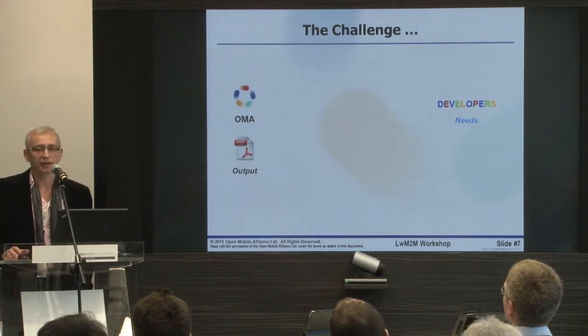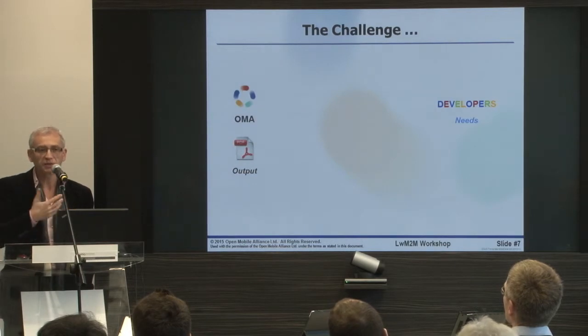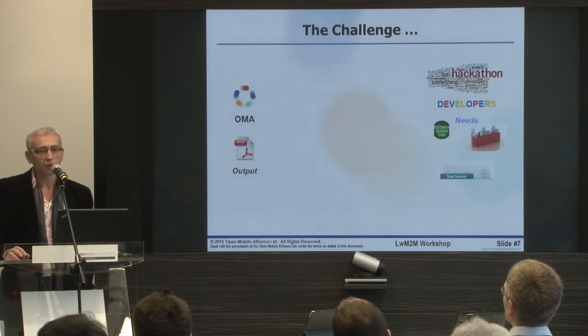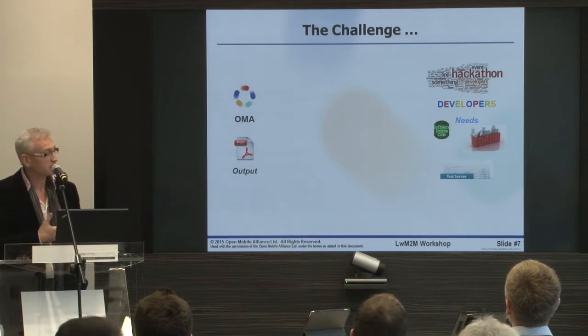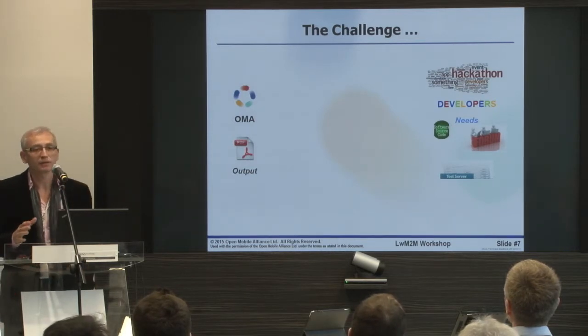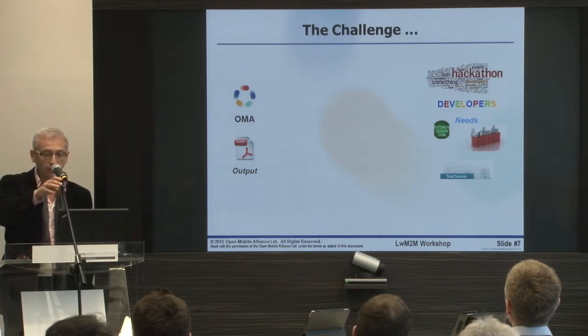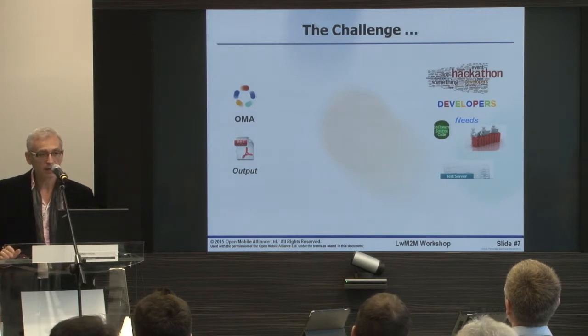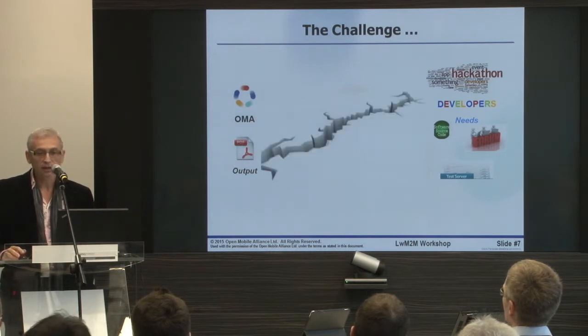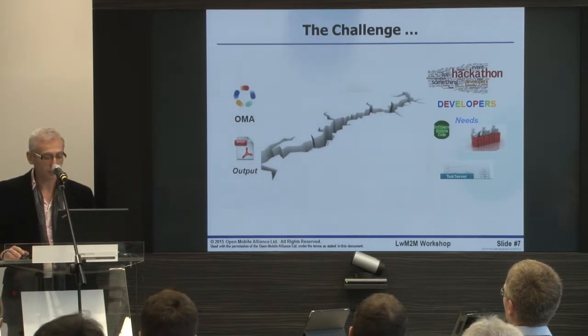So we looked into that, and this is our output: specifications in a PDF. And when you look at exactly what the developers are doing, it is something a little bit different. What they need is code, they need test servers, they need forums where they can discuss specific problems that they have, and challenges like hackathons and other types of activities. So obviously you can see we fall short. OMA has not been providing what is needed for this community.